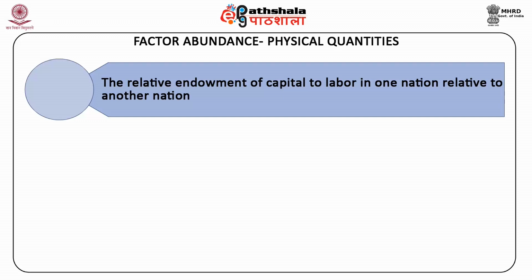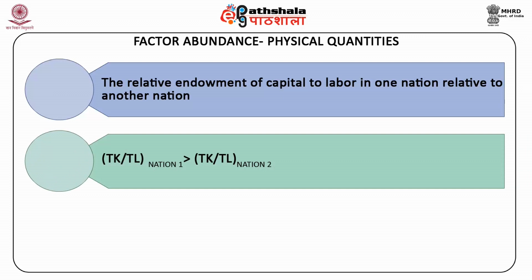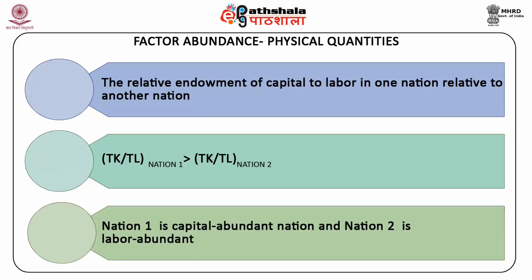Nation 1 is capital abundant if the ratio of the total amount of capital to the total amount of labor, TK by TL, available in nation 1 is greater than that in nation 2. That is, TK by TL for nation 1 is greater than TK by TL for nation 2. We will assume that nation 1 is capital abundant and nation 2 is labor abundant.